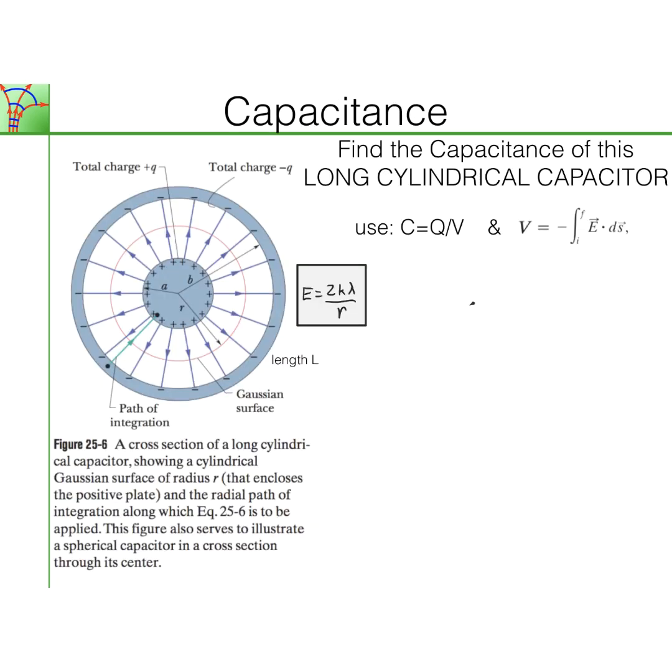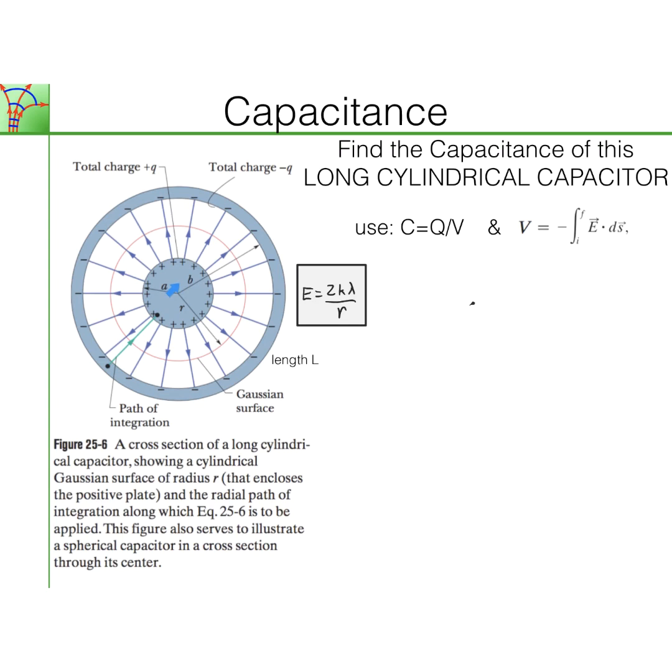So let's look at calculating the capacitance of something that is not just parallel plates. So this is a very long cylindrical capacitor. We have an inner cylinder that has positive charge plus Q and charge density plus lambda. And we have an outer cylinder out here with charge that's negative Q.